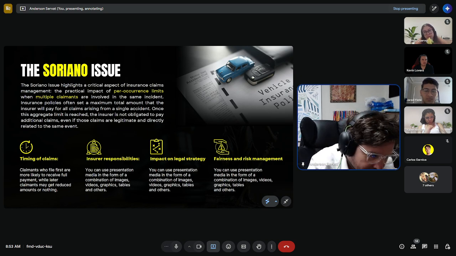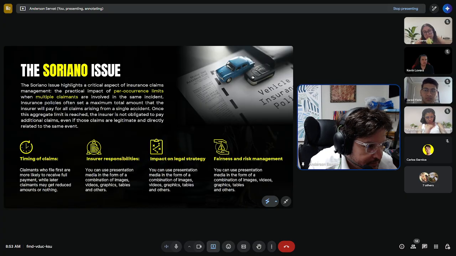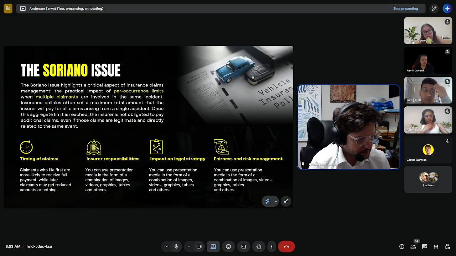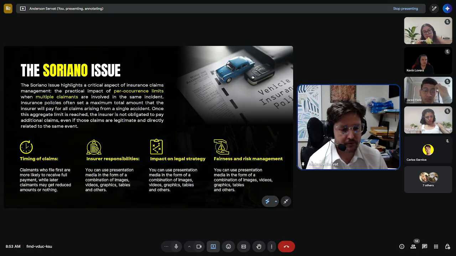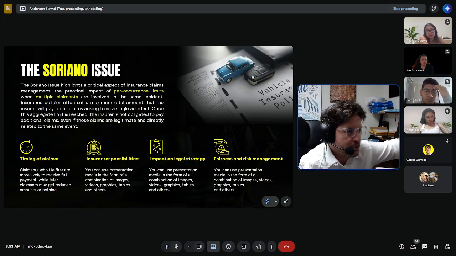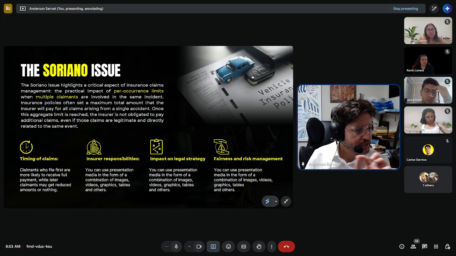I made the demand requesting policy limits because of the pain and suffering. But the adjuster said, look, I received your demand, but it's not reasonable for us to pay policy limits because there are no bills. The accident was yesterday. I don't have any bills. She went to the hospital. I don't have any bills. I just made the demand to protect the Soriano issue.